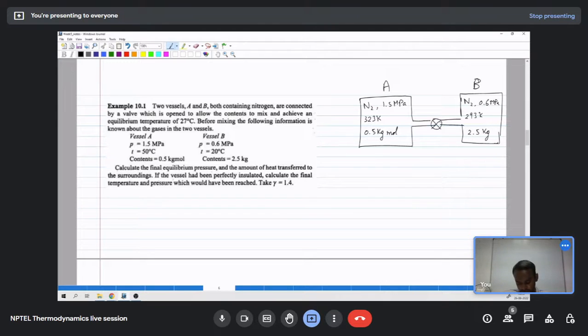Calculate the final equilibrium pressure and the amount of heat transfer to the surroundings. If the vessel has been perfectly insulated, calculate the final temperature and pressure which should have been reached. Take gamma as 1.4.